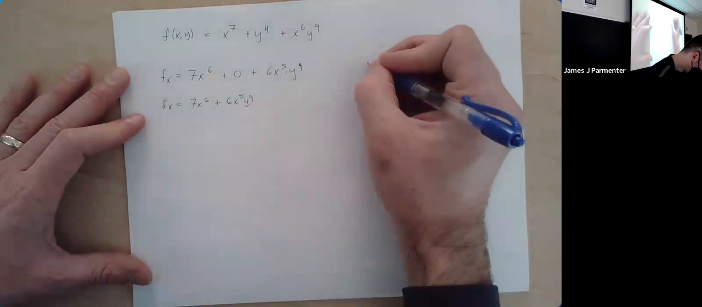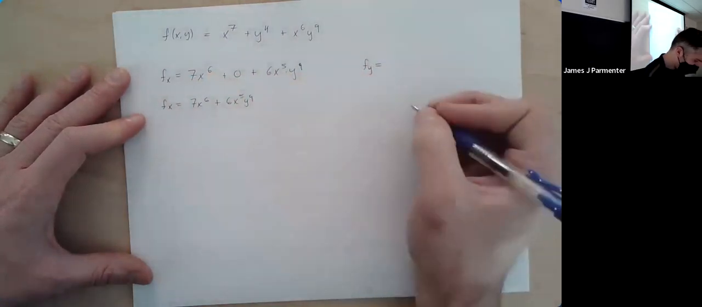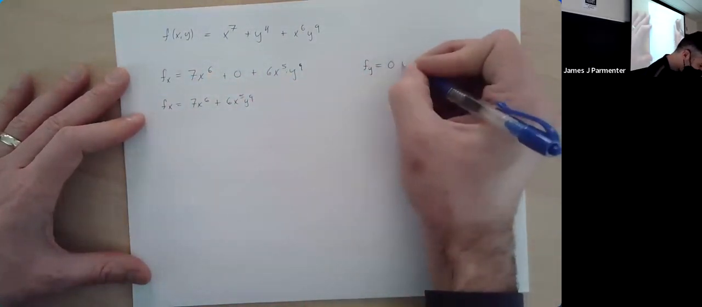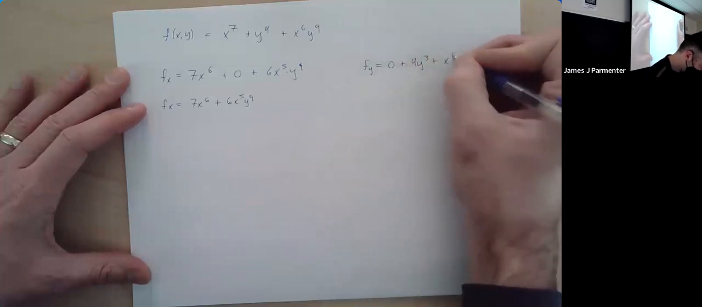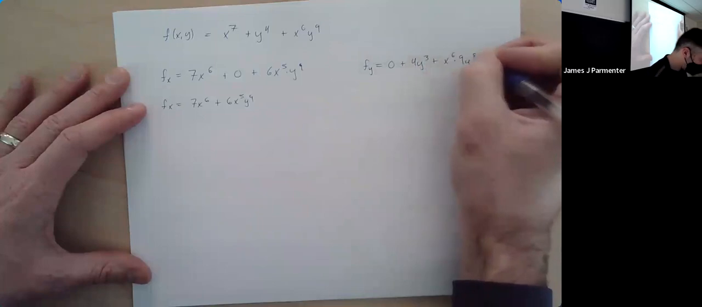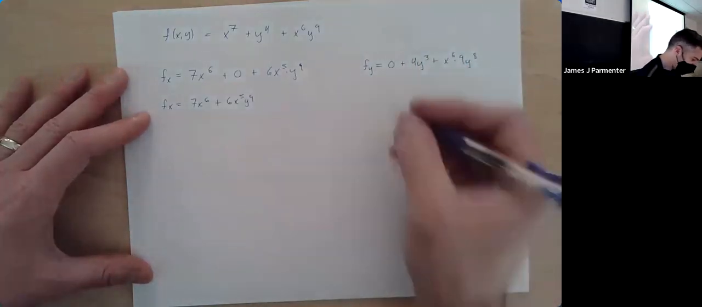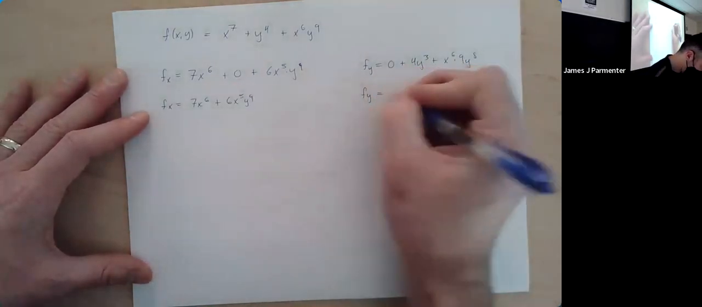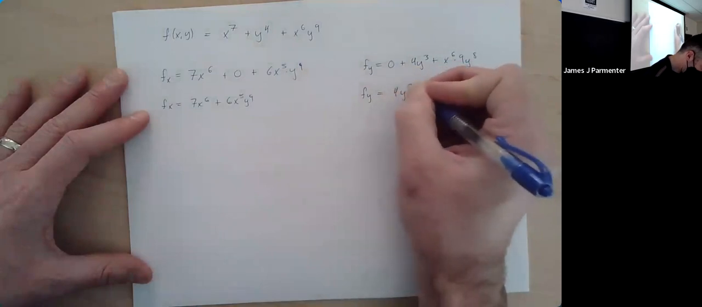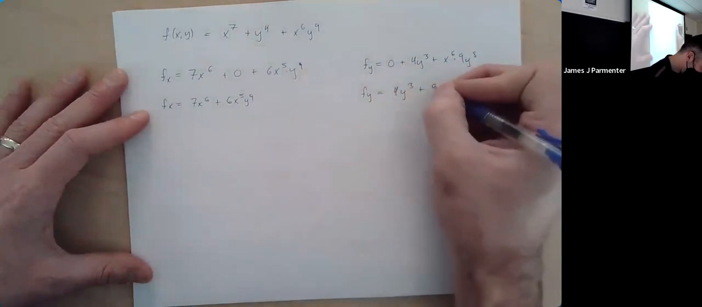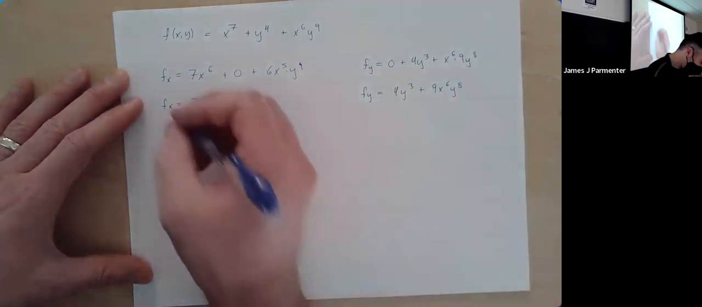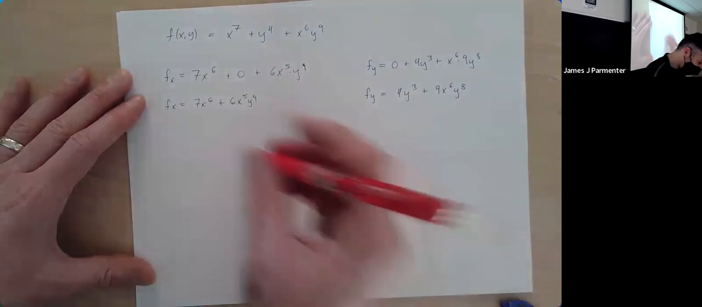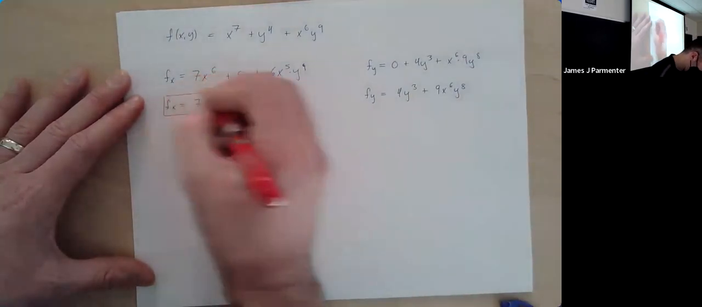And let's find fy over here. Fy is going to be 0 plus 4y cubed plus x to the 6th times 9y to the 8th. And simplifying just a tiny bit, I would write this as 4y cubed plus 9x to the 6th y to the 8th. And let's go ahead and box those so we can see them for later.